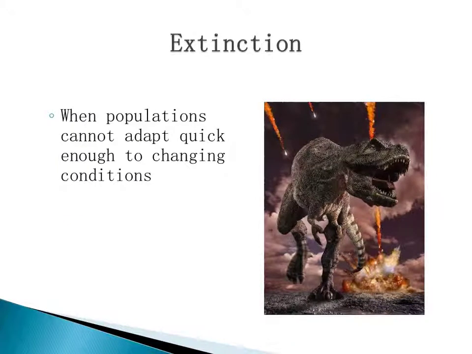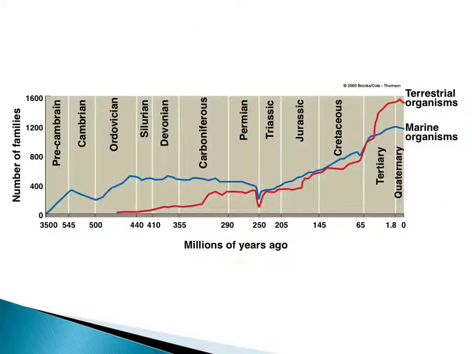Extinction, of course, is when a population cannot adapt quickly enough to changing conditions. There are many theories, of course, about how the dinosaurs became extinct. Maybe it was a major climate change, maybe an increase in CO2. They couldn't migrate fast enough, they couldn't evolve fast enough. Regardless, we had a mass extinction. We know that throughout geological time we are going to have mass extinctions.